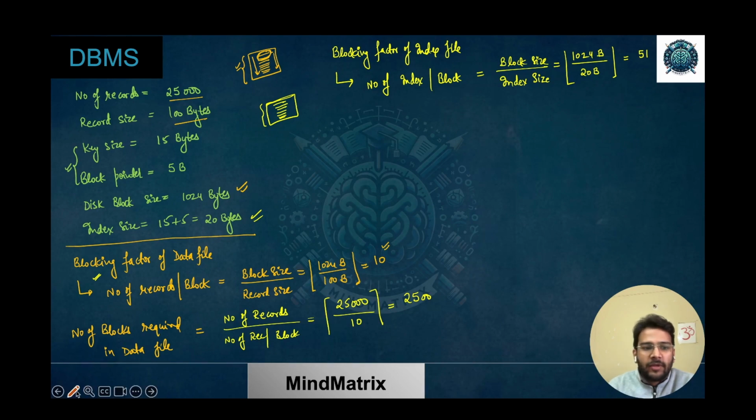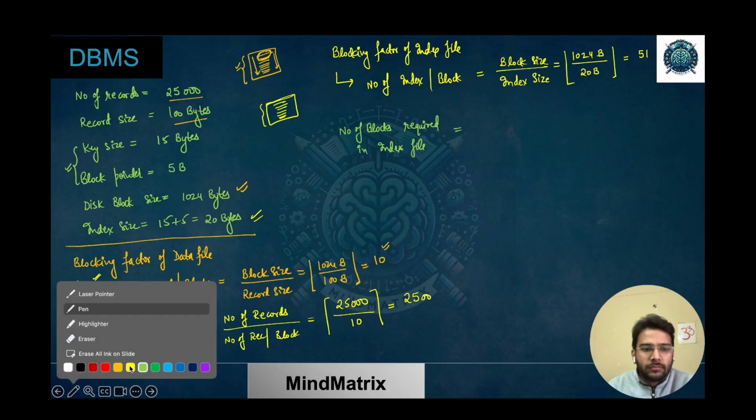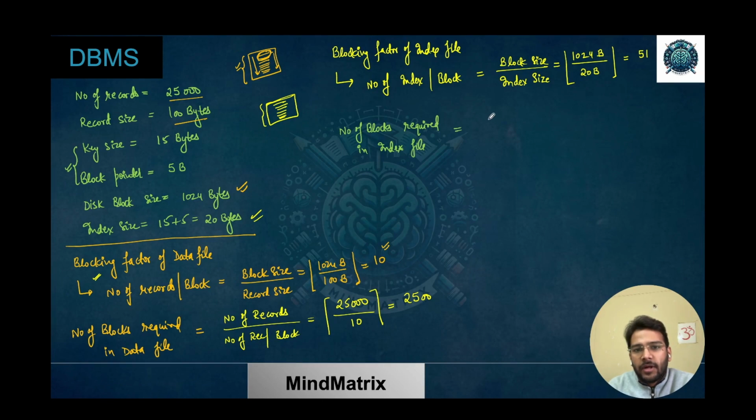So finally we can find the number of blocks required in the index file. That's what we need to find mainly, because after that we can just apply binary search, as it is an ordered file, right? So the number of blocks required in the index file is nothing but the number of indexes divided by this blocking factor, which is the number of indexes per block. That is going to give you the number of blocks required in the index file.